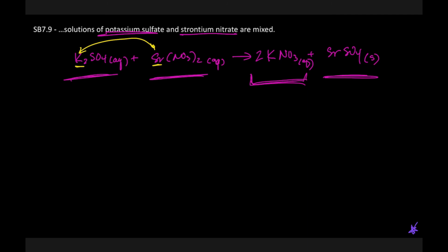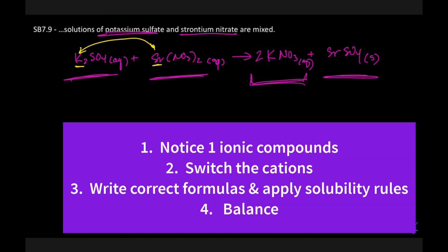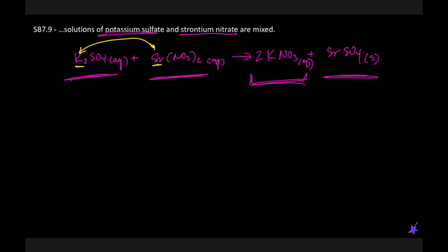Yes? All right. So again, we would see two ionic compounds. We will switch the cations, and then we will use our solubility rules to decide if we form a precipitate or not. And then we would balance. And note that embedded in all of that is our ability to take Chapter 5 and write correct formulas for each of the species at hand. All right, this is section 7.6 on precipitation reactions.